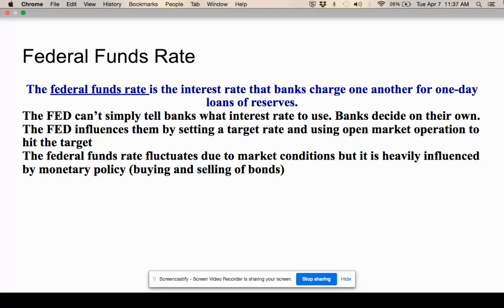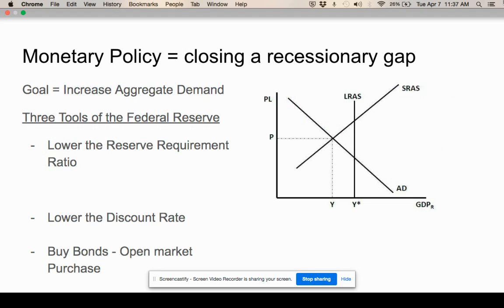Okay, there is also what's called the federal funds rate. This is the interest rate that banks charge one another for one-day loans of reserves. If Bank of America has to borrow from Wells Fargo so that they can cover their required reserves today, they pay what's called the federal funds rate. The Fed does not set this rate. They just try to influence it, mainly by buying and selling bonds to try to influence the nominal interest rate.